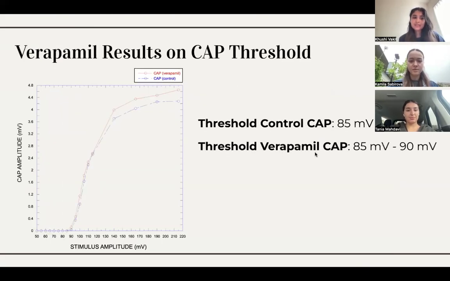So as for results, a threshold recruitment study was performed by using different stimulus amplitudes and measuring the resulting compound action potential. A compound action potential, aka a CAP, is the summation of the action potentials from multiple fibers within a nerve. A control is performed before the addition of any drug. The threshold is what stimulus generated the first CAP. The threshold for the control and after the addition of verapamil was between the stimulus amplitudes of 85 millivolts and 90 millivolts. A slight increase in the CAP amplitude, as seen in the graph, was seen after the addition of verapamil.